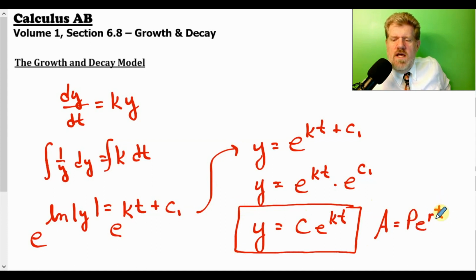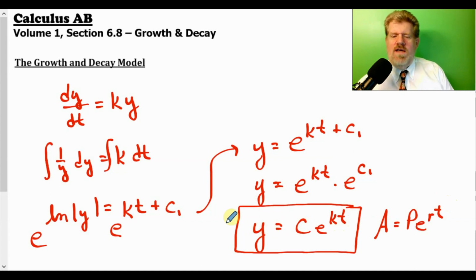You usually do it with money. The amount of money you have is calculated by the principal, which you start with, multiplied by your interest rate times how much money you leave in the bank. Look at that. It's the exact same formula. This is where it comes from.